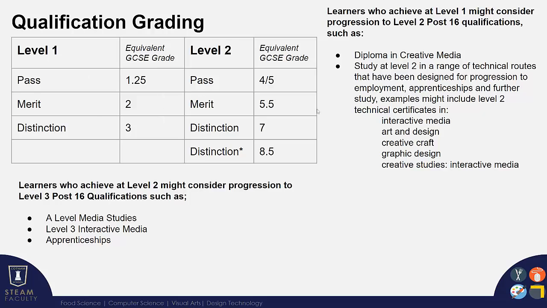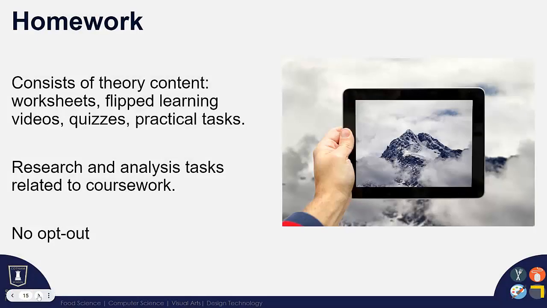So as students are now approaching Year 11, they'll be thinking about their options of where to progress to. They can take on a diploma in creative media. They can study at level 2 if they've achieved a level 1 qualification. They can continue in interactive media, art and design. Or if they achieve in the level 2 qualification, they might progress to level 3 post-16 qualifications such as media studies, interactive media or apprenticeships. So this is how students will interpret the grades if they're also doing GCSEs at the same time. And this qualification does allow students to progress to A levels and to other post-16 qualifications.